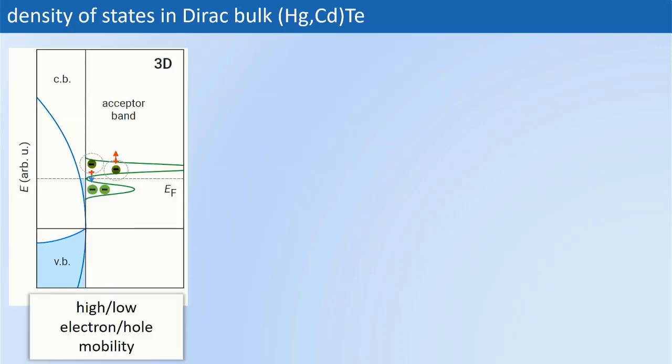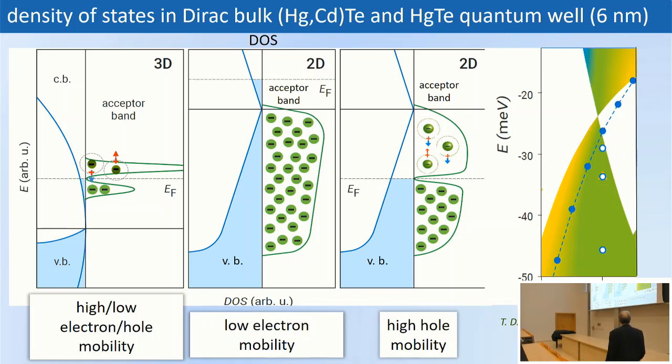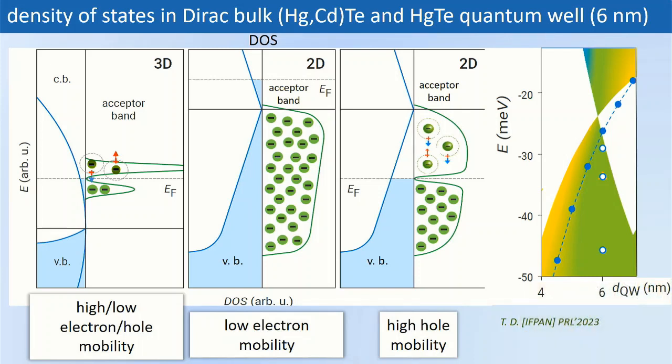And here you have a three-dimensional case. You typically have acceptors in this material, but if you go to the two-dimensional case, in this mercury cadmium telluride quantum well, we want to have a two-dimensional system. Now we have these Dirac bands, here is the density of states, and again, the density of states depends linearly on energy. In the two-dimensional system, we have this neutrality point, but now the acceptors, which were localized in the conduction band in the three-dimensional case, as our recent calculation shows, are localized within the valence band, part of the Dirac cones.